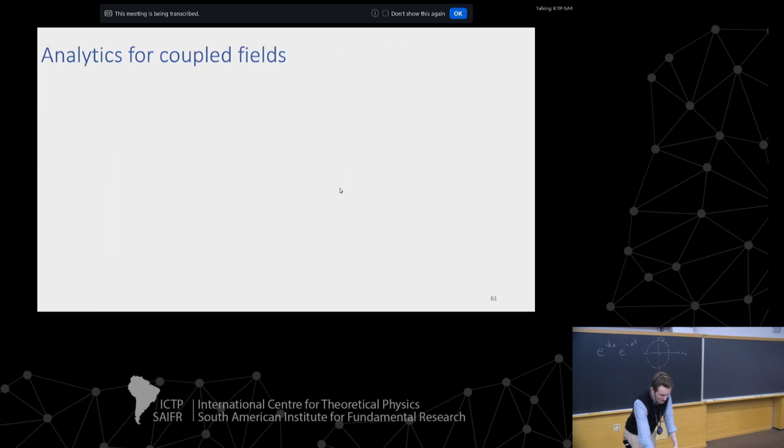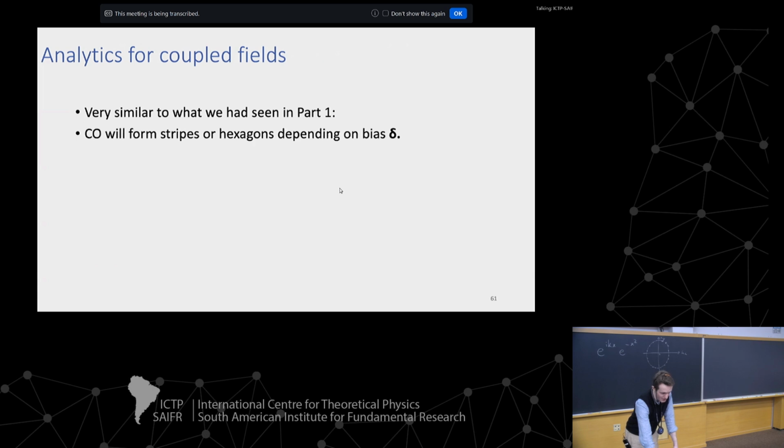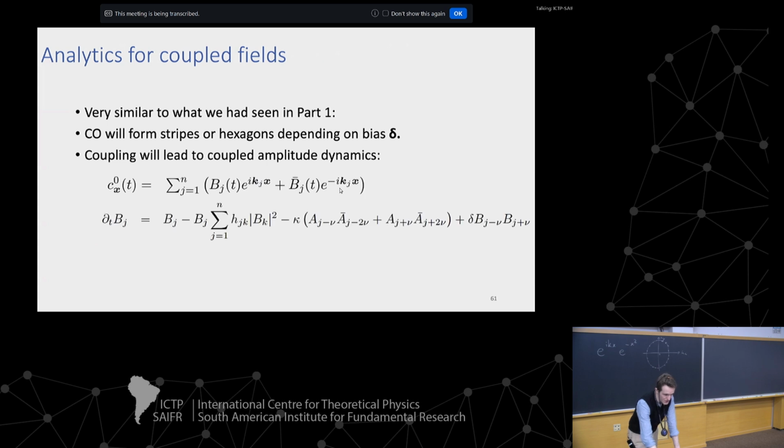Okay, so what are the numerics like, and can we get a sense of the solutions of these coupled optimization problems? This is very similar to what we had seen in part 1. The free CO field will form stripes or hexagons depending on this bias term delta. You can show that with weakly nonlinear analysis. And the coupling leads to, so if kappa is finite, then the coupling will lead to coupled amplitude equations. So if we write down our real valued cytochrome oxidase field, now note it has terms on both sides of the critical circle, so that these are real valued solutions.